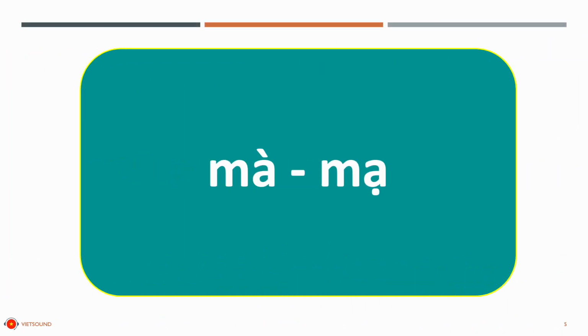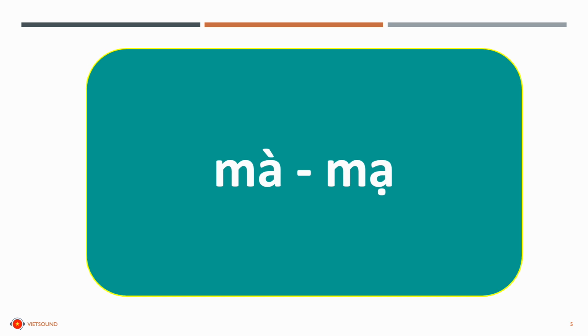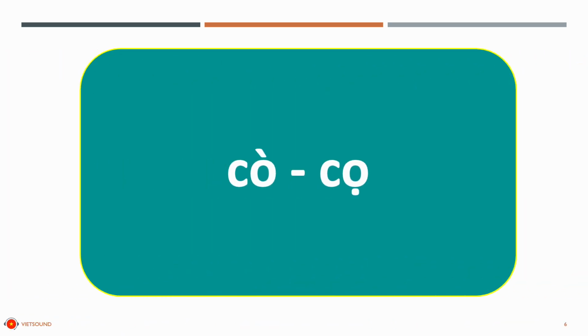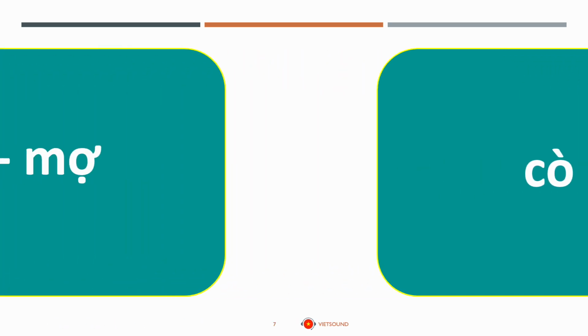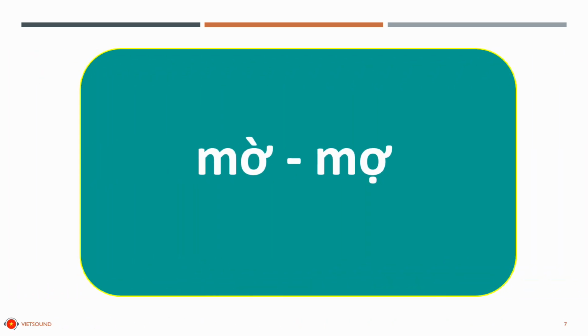Now let's try to say some paired words. The first word is with the falling tone, and the second one is with the falling broken tone. I want to say the words first, then you'll have a few seconds to copy exactly how I pronounce these words. Ma, ma. Cò, cọ. Mờ, mợ.